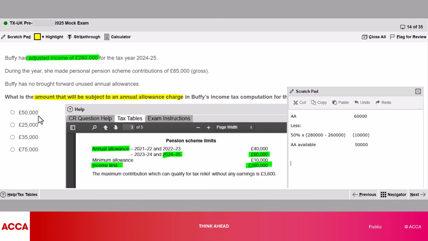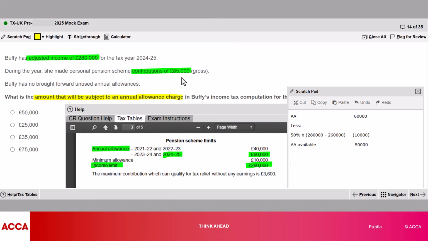Now that is actually the first option, which is wrong. We're not asked for the allowance available. We're asked for the amount that will be subject to an annual allowance charge. And it's the excess contributions which will be subject to the charge.